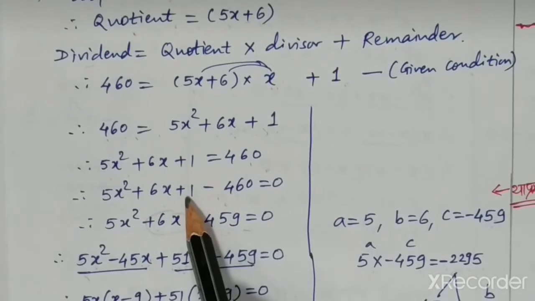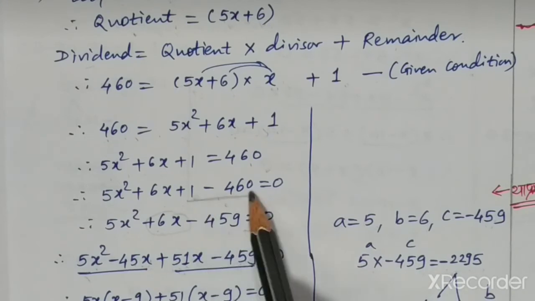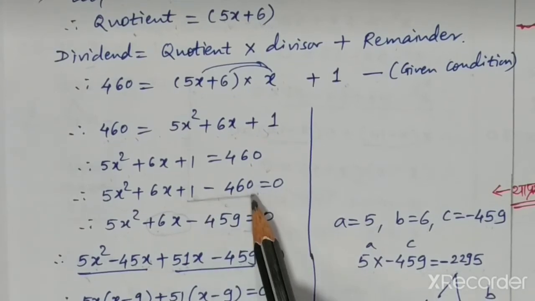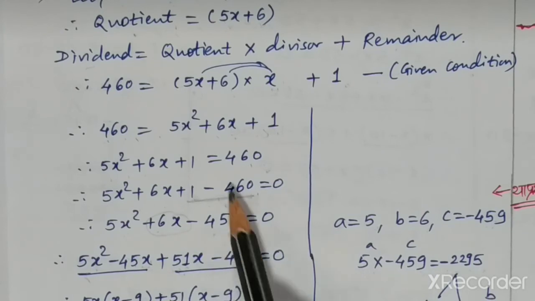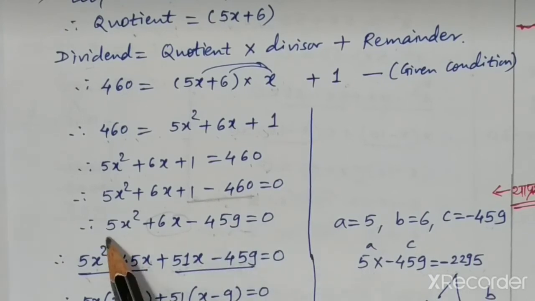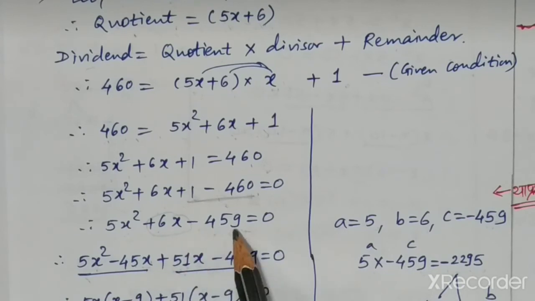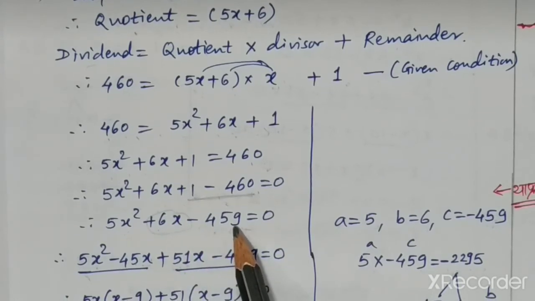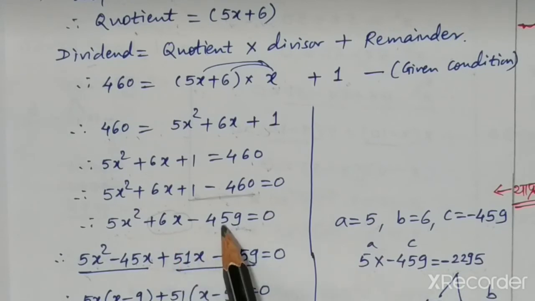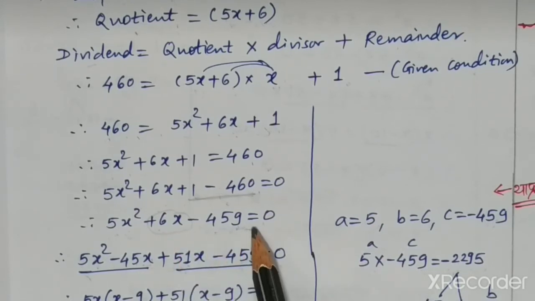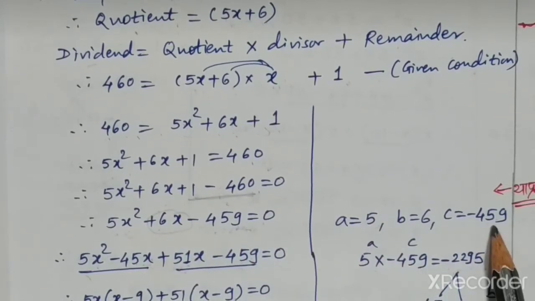So here different sign subtraction. So 1 minus 460 is, subtraction is 459, and bigger sign is minus. So we get 5x square plus 6x minus 459 is equal to 0. This is the quadratic equation which is already in standard form. So we get the values of ABC. A is 5, B is 6, and C is minus 459. So these are the three values of ABC.